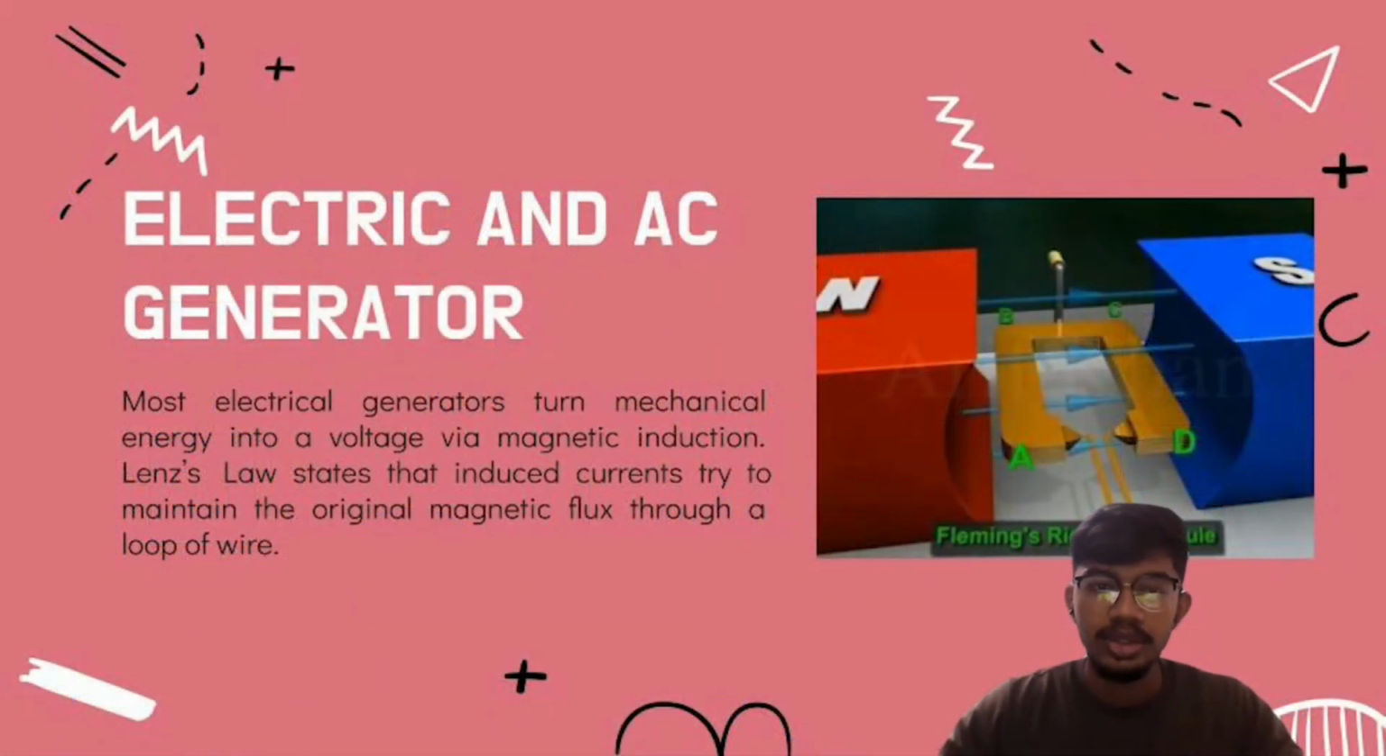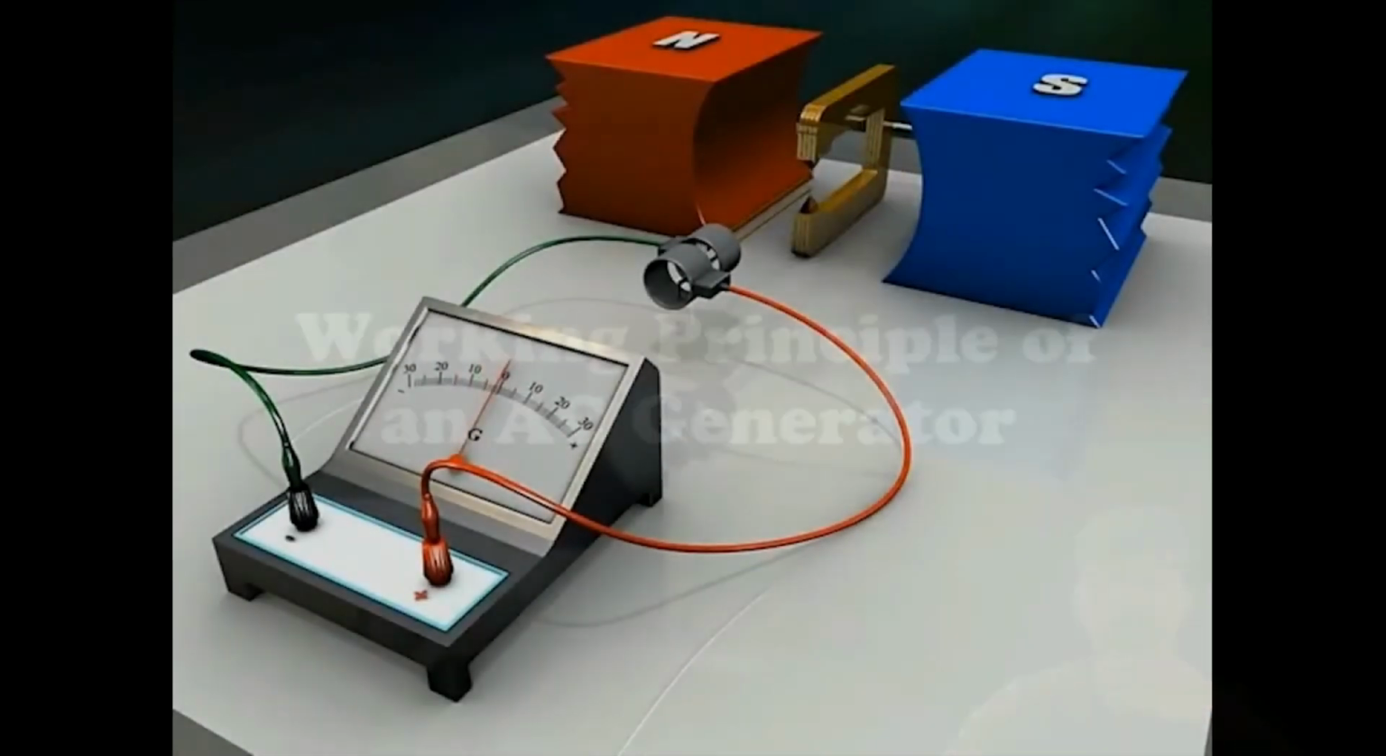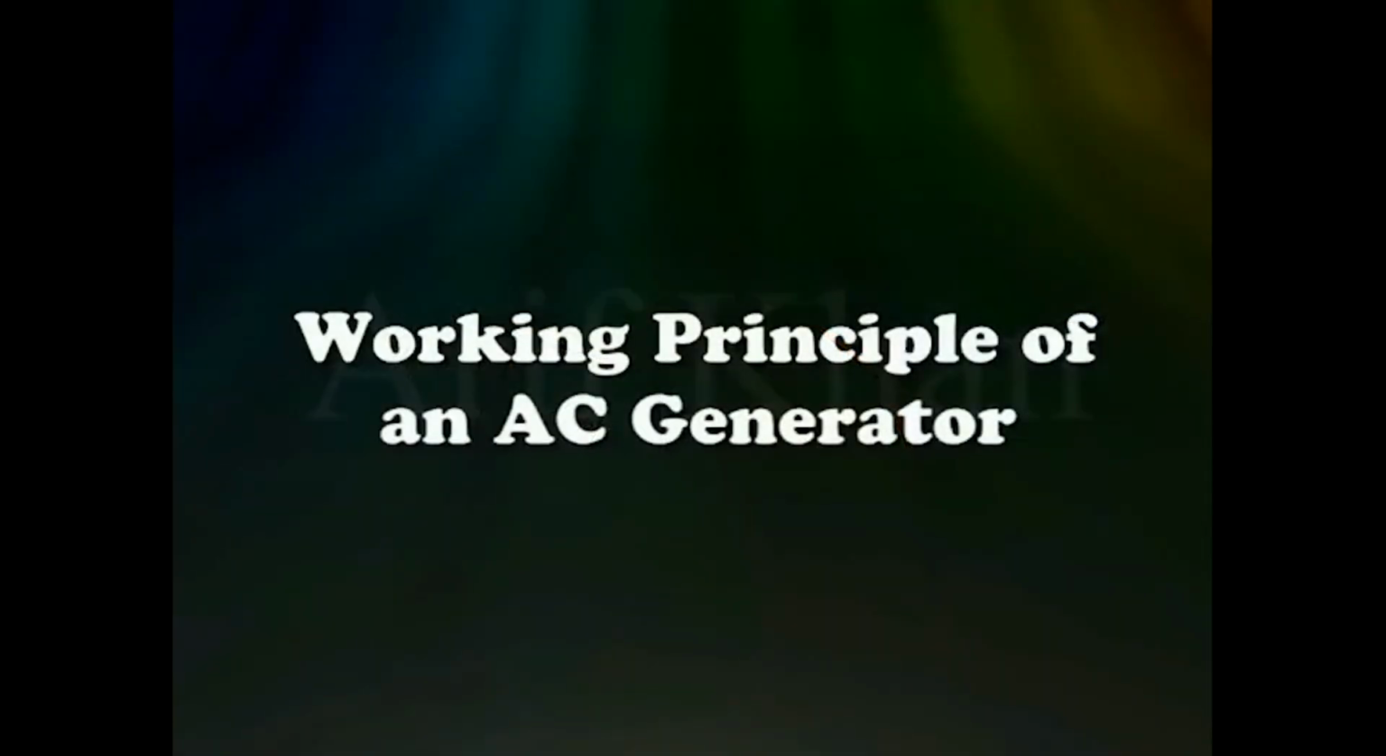Most electrical generators turn mechanical energy into a voltage via magnetic induction. So this shows that Lenz's law states that an induced current tries to maintain the original magnetic flux through a loop of wire. I'm going to show you a short video regarding the working principle of the AC generator.